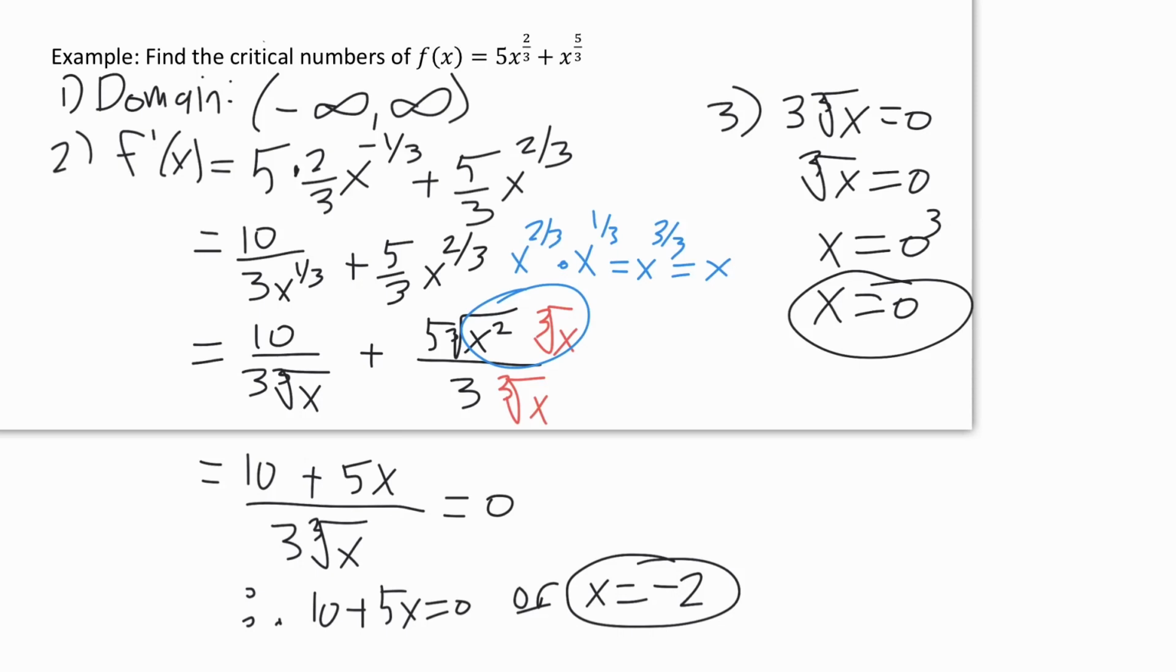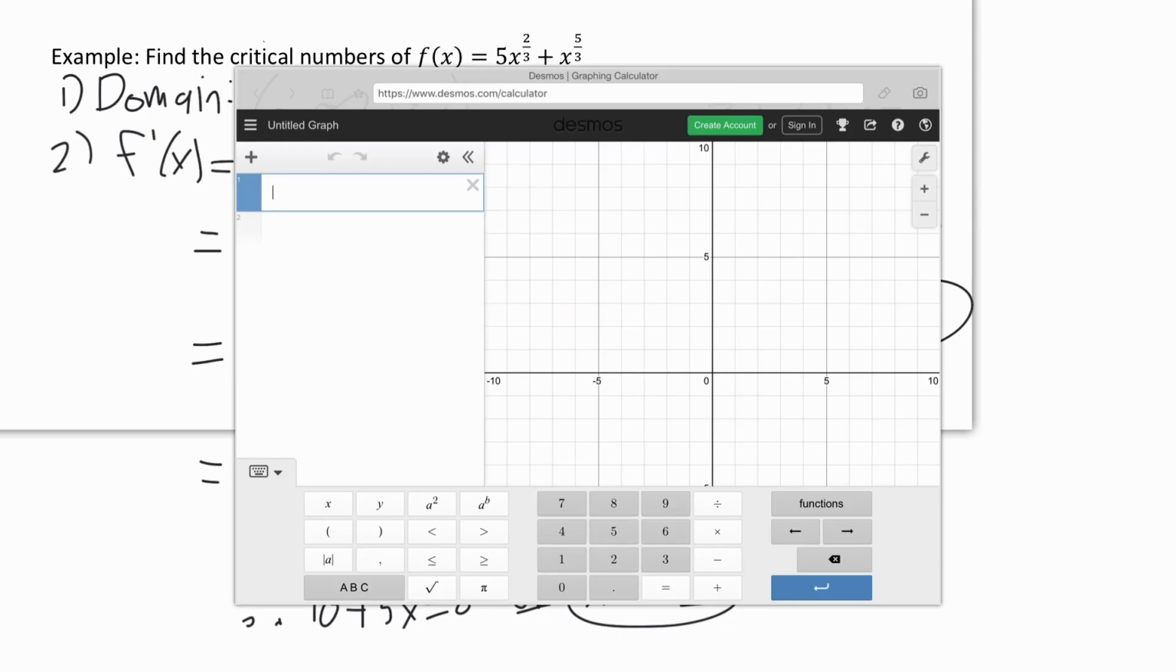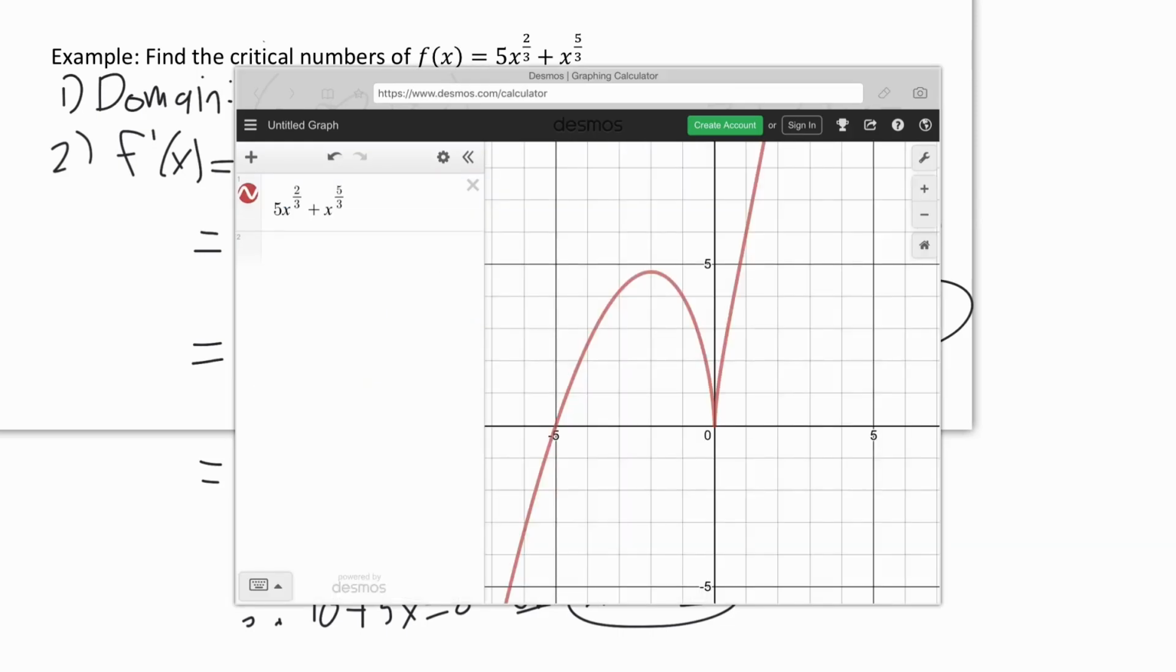Again, let's look at this on Desmos. So here we have a very interesting graph. It looks almost like a parabola on the left-hand side, and then it shoots off on the right-hand side. We can see here the derivative is clearly 0. We have a horizontal tangent at -2. And at 0, we can see the derivative is undefined because we have that sharp point.